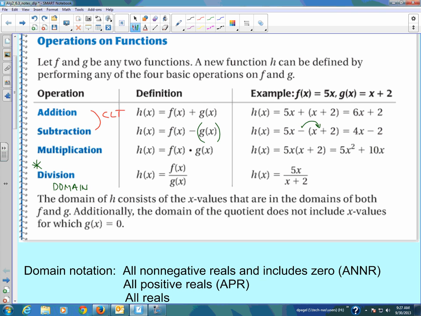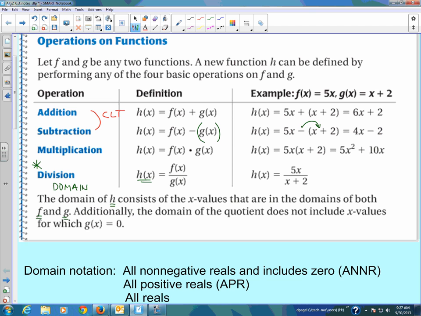Okay, now, this next statement here, the domain of the new function. So you notice our new function after we combine the f and g, we'll call function h. So the domain of the h function has to consist of the x values that are in the domains of the two original functions, f and g.